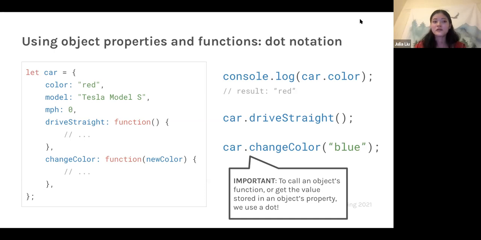So I guess you can just think of it as you use dot notation to get any properties or functions from the object. And then if it's a function, you just put parentheses and then whatever parameter you want to pass in.